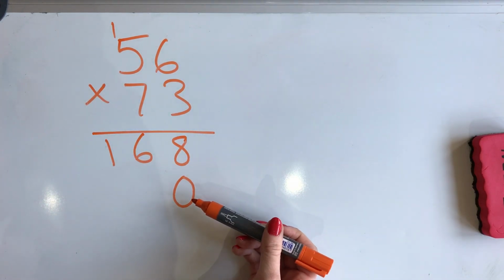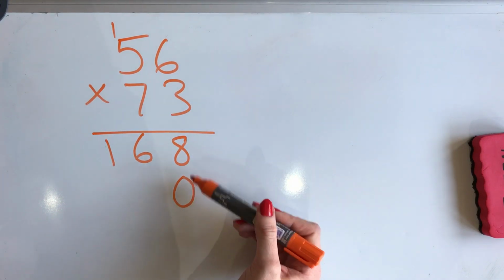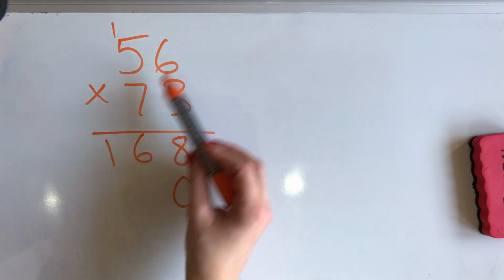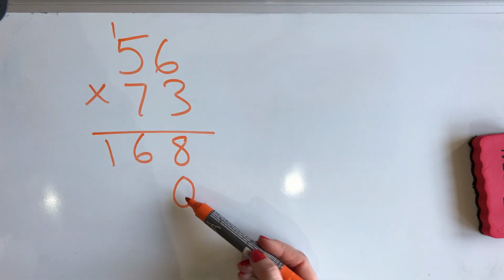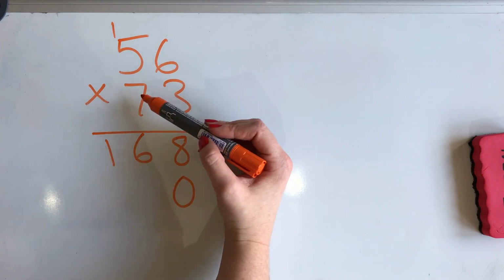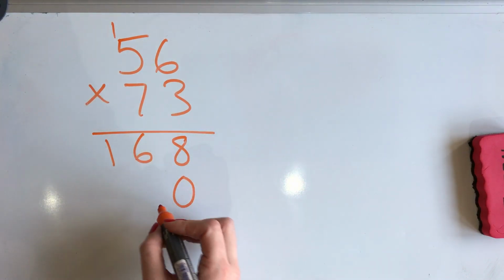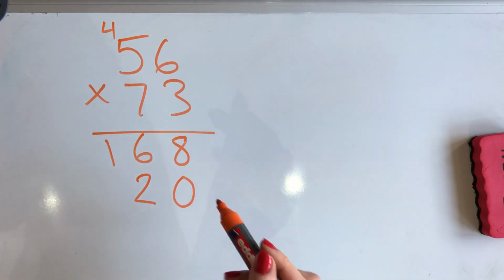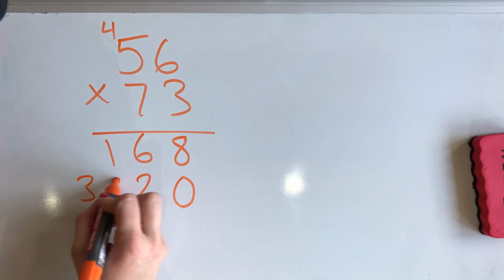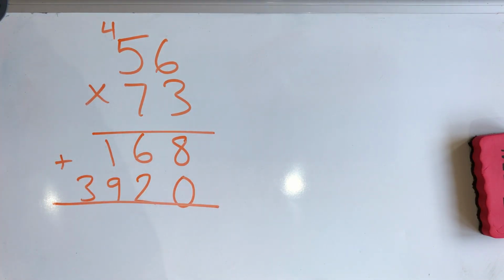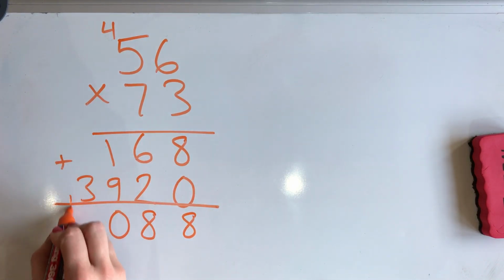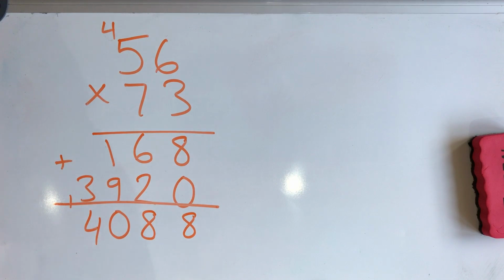This is the most likely mistake that you will make. This is your placeholder because although we say it as 7 multiplied by 6, it's actually 7 tens multiplied by 6. So you need to make sure you've got that, otherwise you won't be doing it correctly. So 7 multiplied by 6 is 42, so I carry my 4. 7 multiplied by 5 is 35, plus 4 is 39. Then we add those two. We've got 8, 8, 10, carry my 1, and then 4. So 4,088.